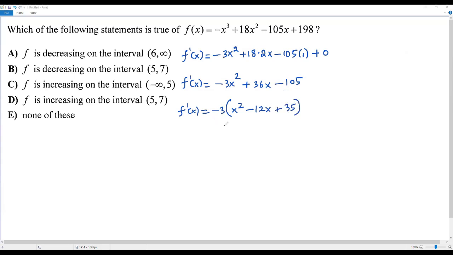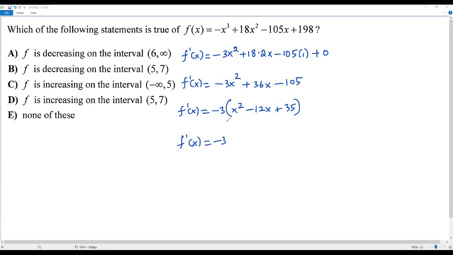You can verify that by distributing negative 3 to x squared minus 12x plus 35, to see whether we get the original expression. So the factoring we have done is correct. When you distribute negative 3 to x squared, you get negative 3x squared. Negative 3 times negative 12x is positive 36x. Negative 3 times positive 35 is negative 105. So f'(x) equals negative 3 times the quadratic expression inside the parentheses. Now I have to factor this quadratic expression.